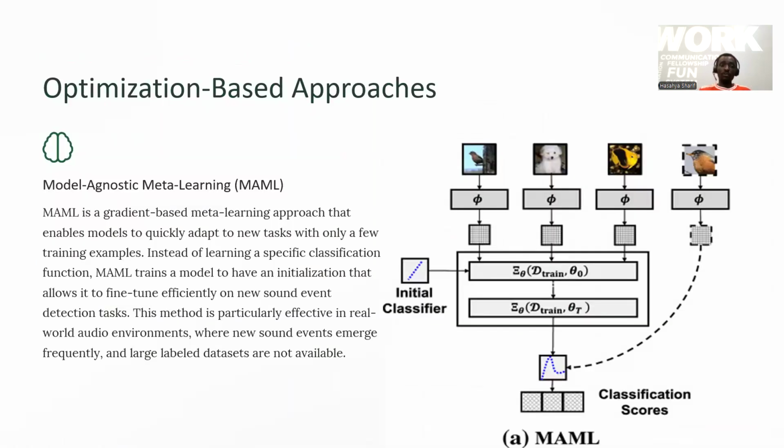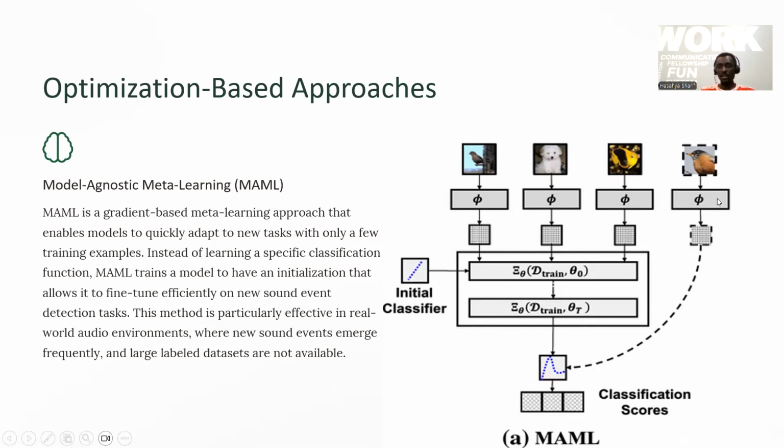Then we have the optimization based approaches. These use gradient descent. For instance, we have MAML, which is the model agnostic meta learning. Here, for instance, we are feeding our model with different sounds from a bird, a dog, and a frog. So this model comes up with its initial classifier. We are separating these sounds into training sets.